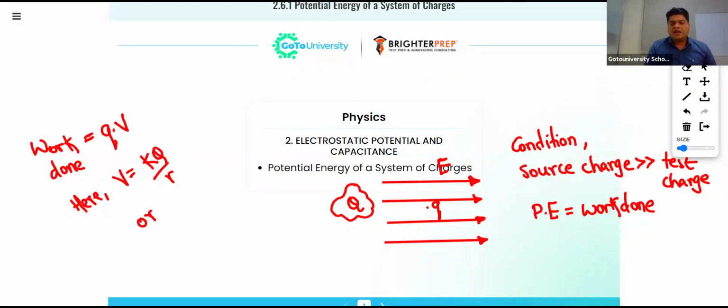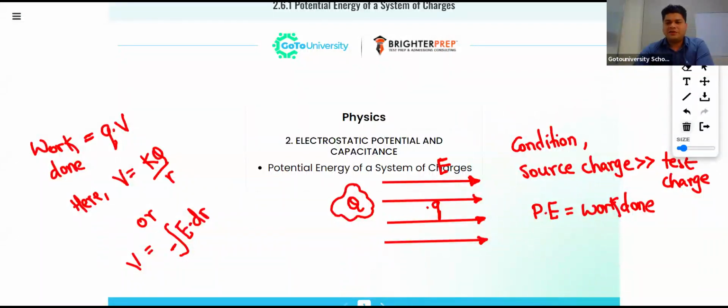Or you can say, if this electric field is not constant, V will be equal to the integration of minus E dR. Now, what if there will be multiple charges?